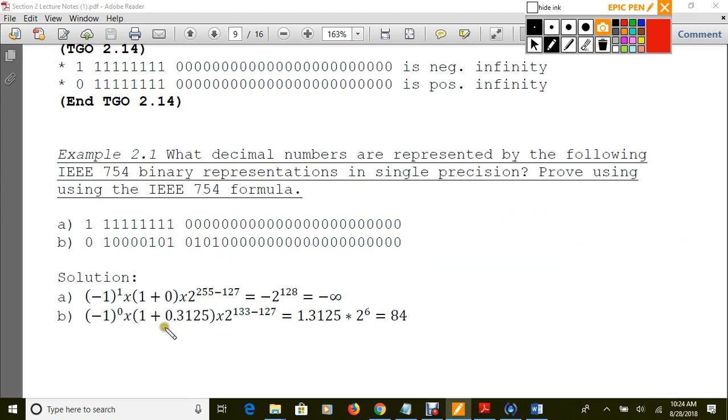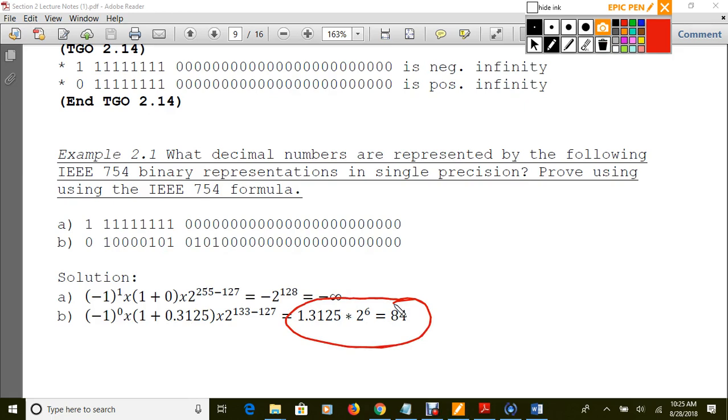So in this case, we have calculated this value here. And then likewise, the other thing I can expect you to do on an exam is translate that from binary into decimal. So in this case, it's 128 because, right, the most significant bit. And then you just add 5 here. So 128 plus 5 is 133. Then it's 133 minus 127, and you get 1.3125. 133 minus 127 is 6, so 2 to the 6. And then you just do that math and it actually comes out to 84.